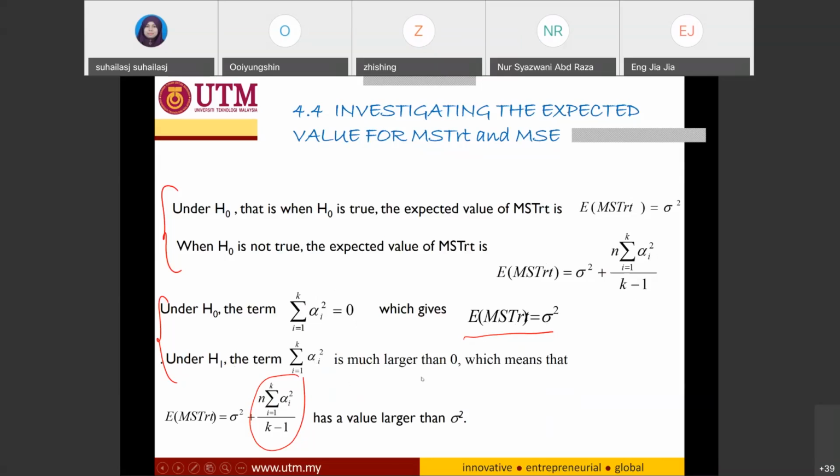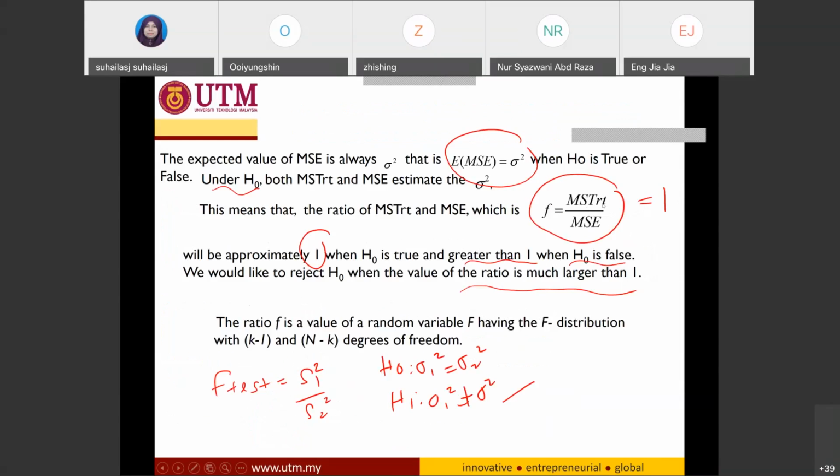So in order to compute the ratio of mean square treatment and mean square error, if mean square treatment over mean square error is equal to 1, or approximately 1, say 0.99 something, that is when H0 is true. And the value of your F ratio is greater than 1 when your H0 is false. So that means we reject H0. Reject H0 when the value is greater than 1. So we would like to reject H0 when the value of the ratio is much larger than 1. Okay. Since we have a ratio of two variances, that's why we use the F distribution. So for the F distribution, again, we have 2 degrees of freedom.